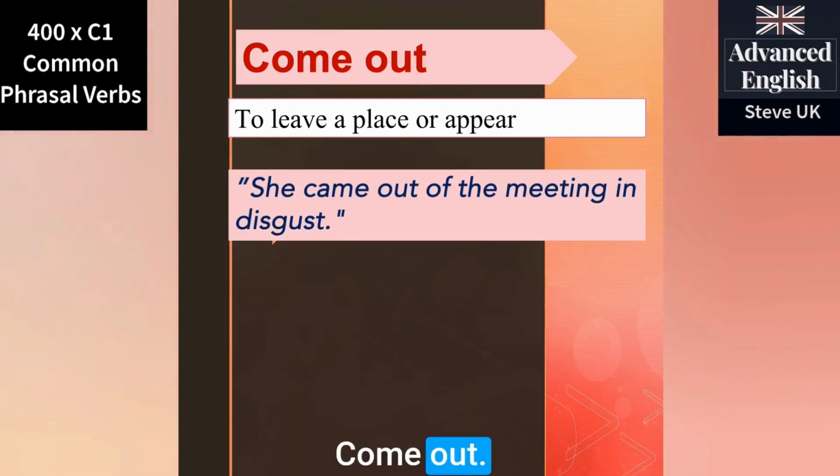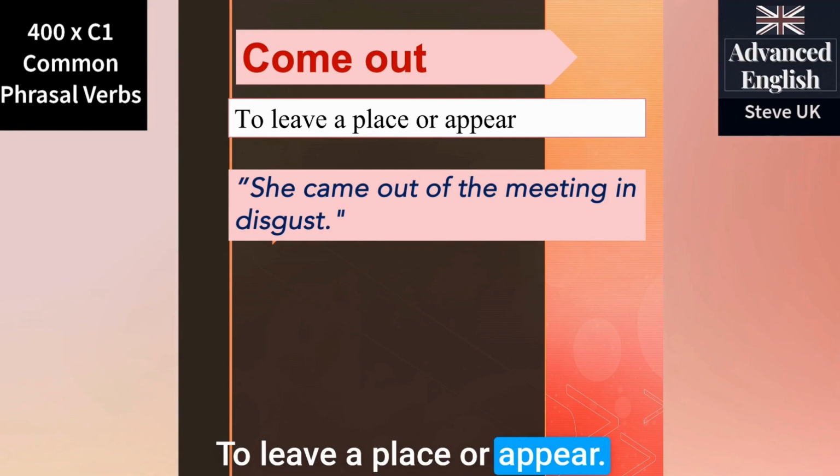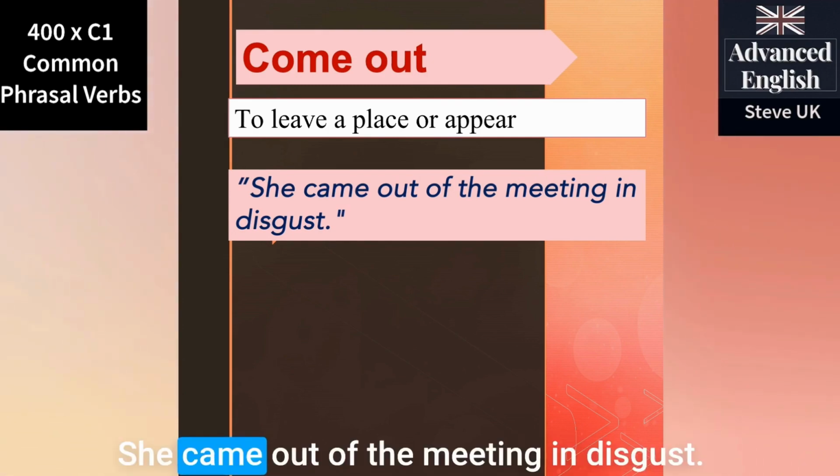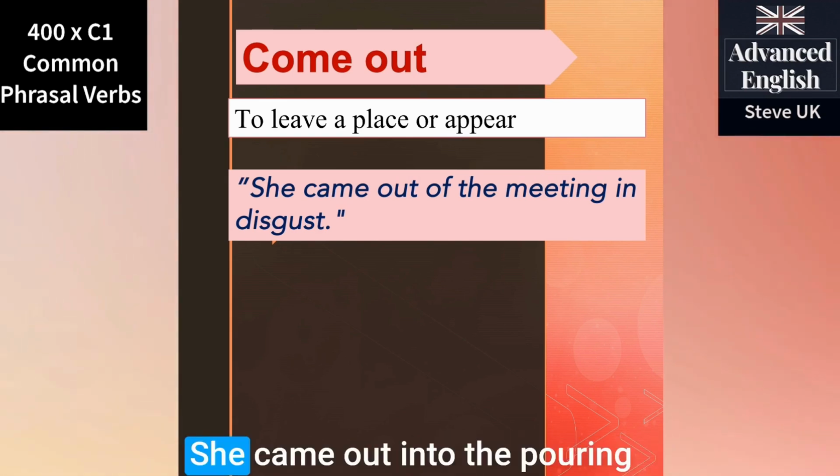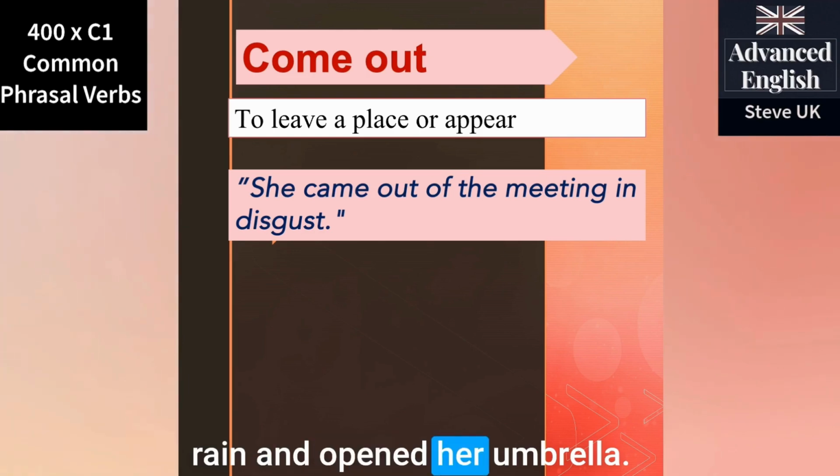Come out. To leave a place or appear. She came out of the meeting in disgust. She came out into the pouring rain and opened her umbrella.